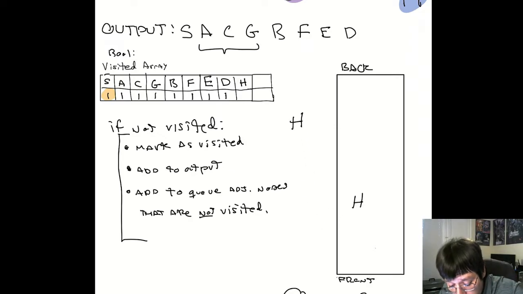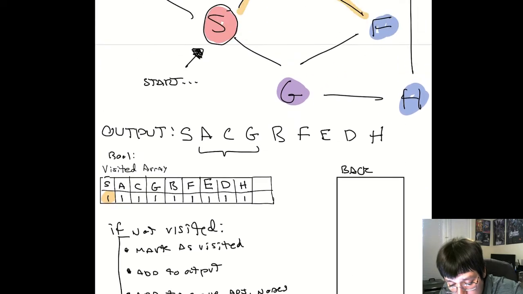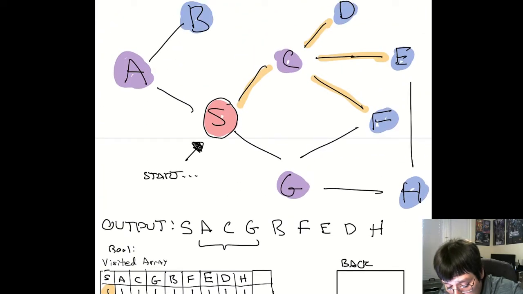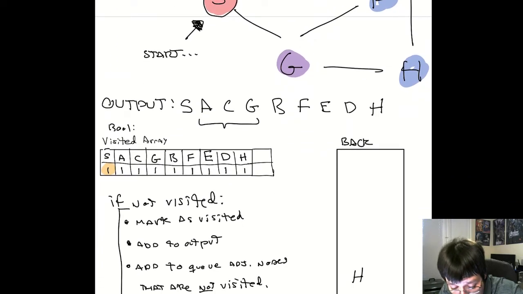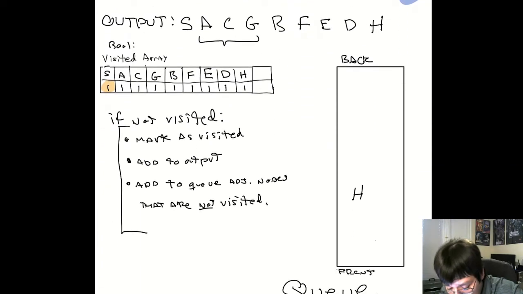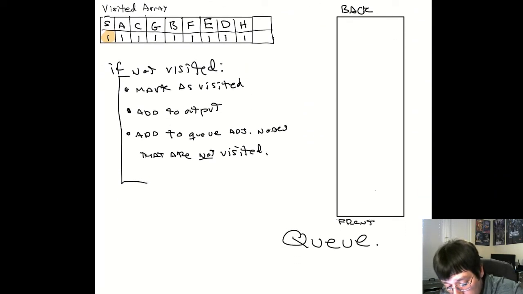Take out H. H is not marked as visited, so we can mark it as visited, and then add it to the output, and then add neighbors that have not been visited. In this case, H has two neighbors, G and E, but they're both marked as visited, so we don't need to do anything. Finally, we take out the H here, which has already been visited, so we just throw it away. And then we take out the next thing from the queue.